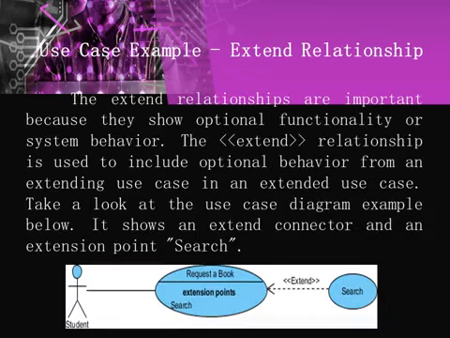Extend relationship. The extend relationships are important because they show optional functionality or system behavior. The extend relationship is used to include optional behavior from an extending use case in an extended use case. Take a look at the use case diagram example below. It shows an extend connector and an extension point search.